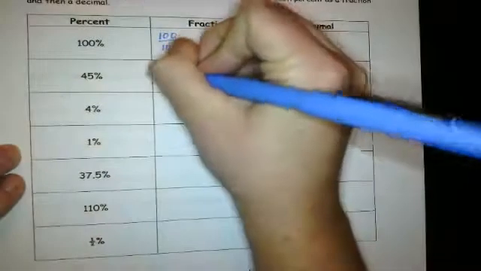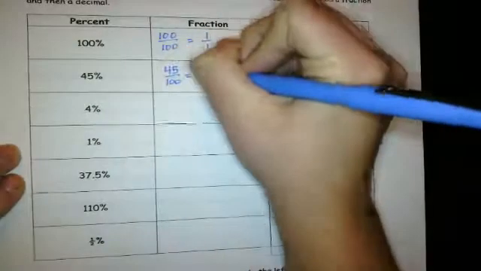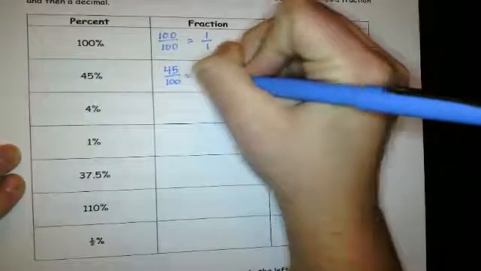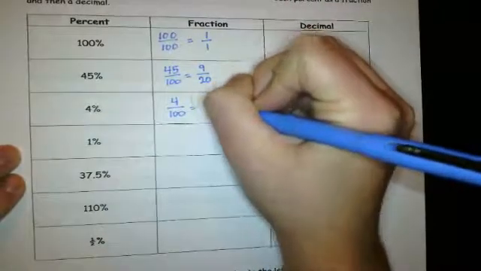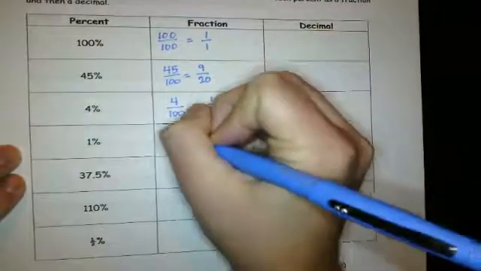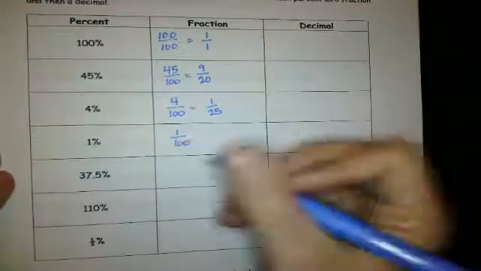So 45% is going to be 45 over 100. Again, that is going to reduce to 9/20. 4% is 4 over 100, which is 1/25. 1% is 1 over 100. That doesn't reduce at all.